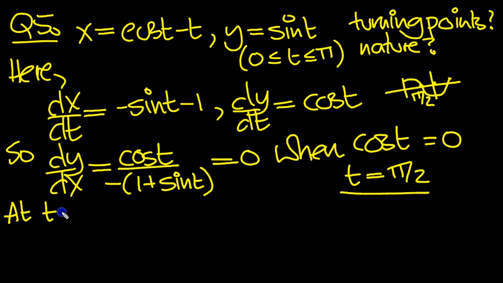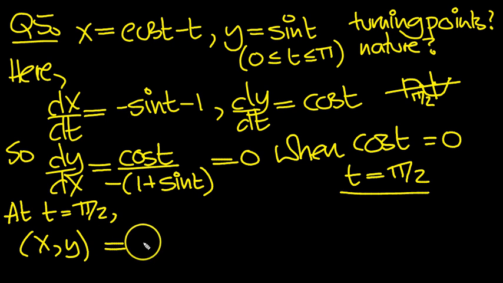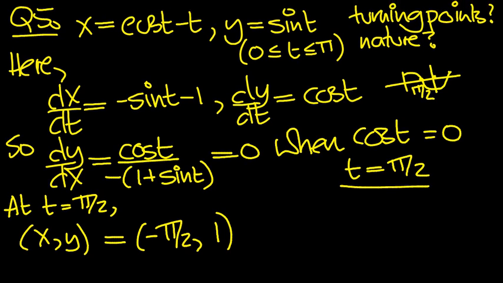So at t equals pi over 2 then, our xy coordinate turning point is equal to, cos of pi over 2 is 0, so we'll just get the minus pi over 2 on the x value, and the y value will be sine of t. Sine pi over 2 is 1. So here's our turning point. We want to know whether it's a maximum or a minimum.